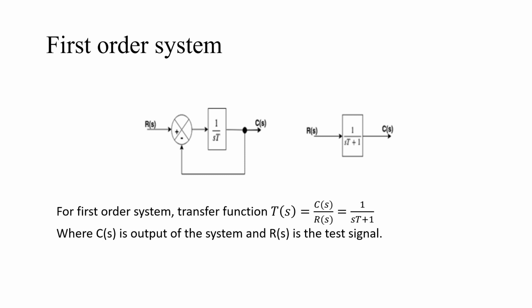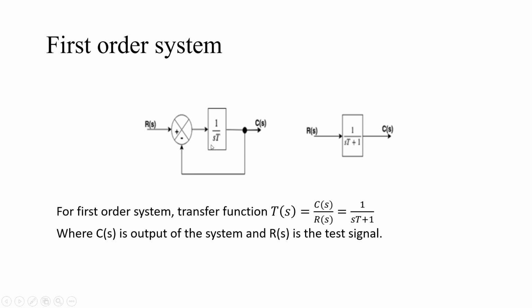A first order control system is defined as a type of control system whose input output relationship is a first order differential equation, or simply, if in the denominator the maximum or highest power of S is 1, then that system is known as a first order system.